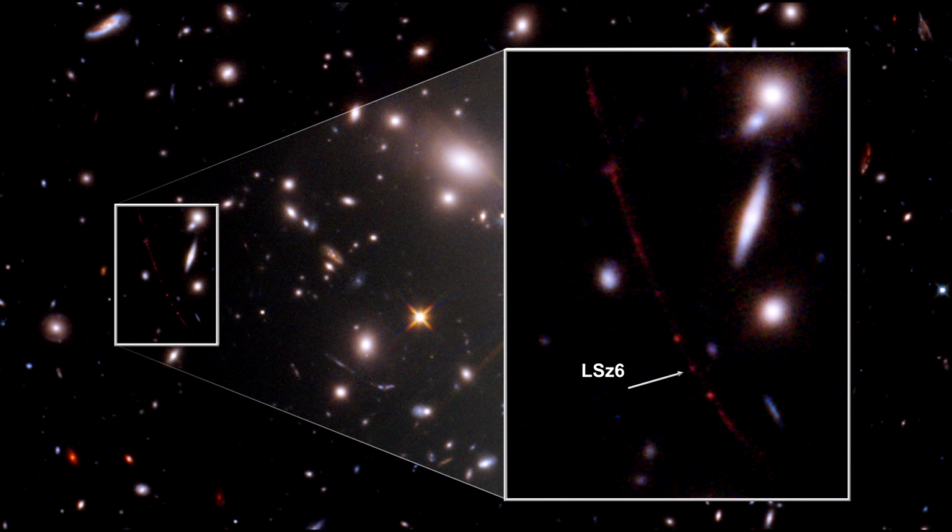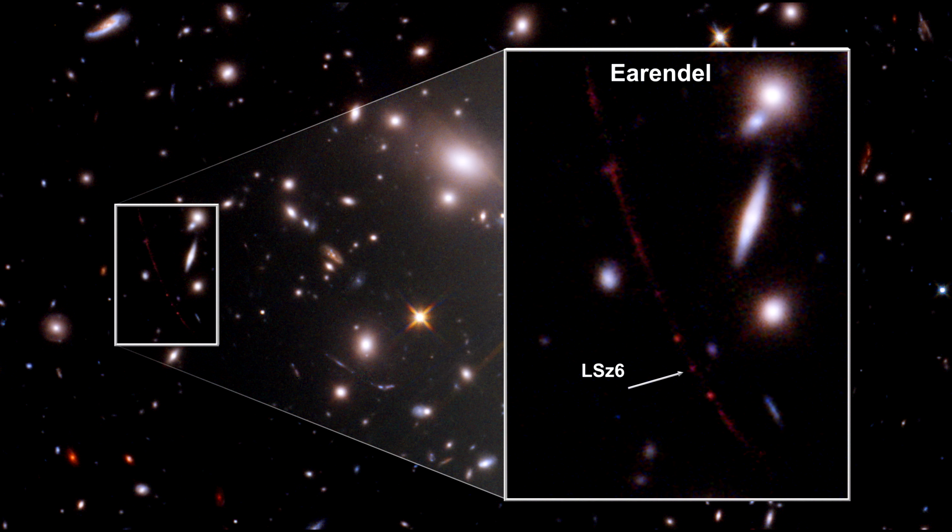In this galaxy, Hubble discovered a single star. The star, LSZ6, is nicknamed Earendel. The light we see from this star began its journey 900 million years into the universe's expansion. This makes it the oldest, most distant individual star ever seen.